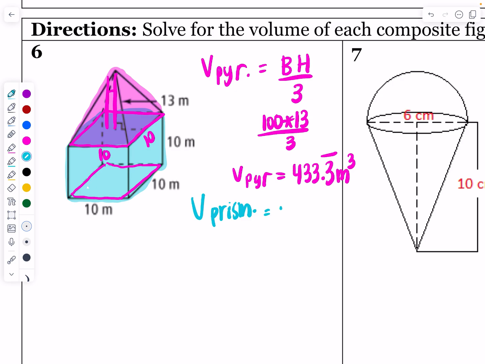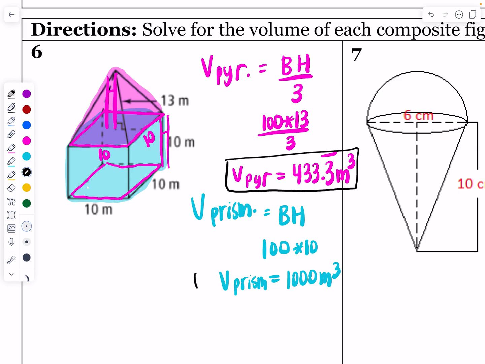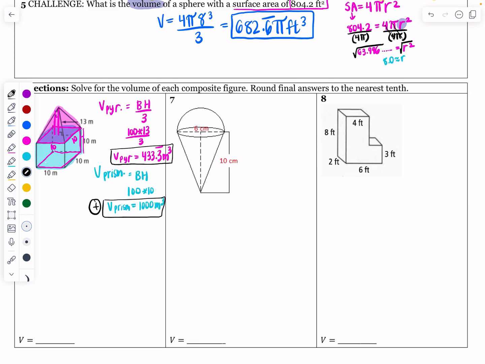Now I'm going to find the volume of the prism. Well, volume of a prism is just going to be equal to base times height. And so we've already calculated the base, that's going to be 100 times its height, which for this shape on the bottom is going to be 10. So 100 times 10. That gives me a volume for the prism of 1,000 meters cubed. So what do I want to do when I want to find the volume of the composite figure? I just add together the volume of the pyramid plus the volume of the prism. So when we add those together, we're going to get 1,433.3 repeating meters cubed of volume. We just added together our two shapes' volume.